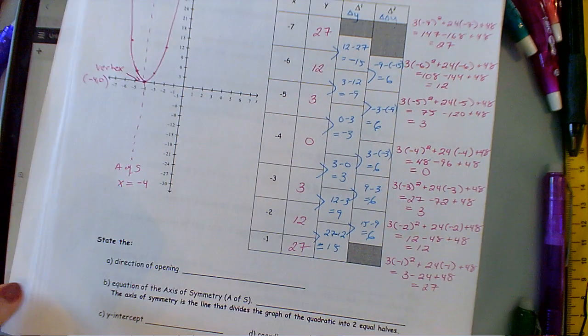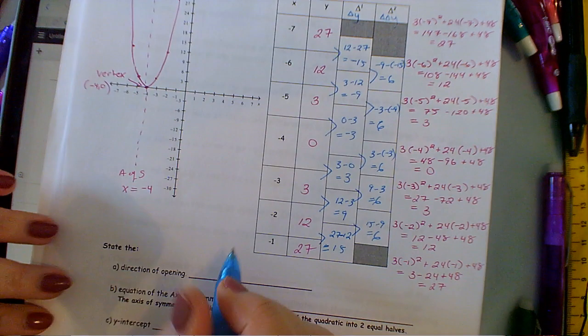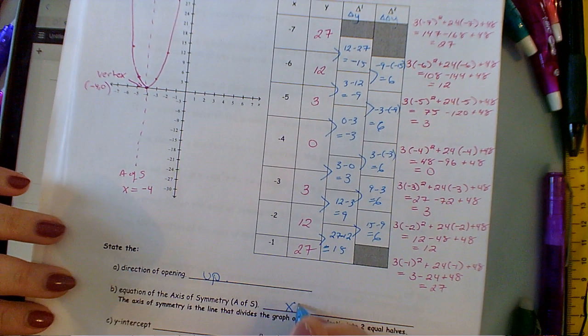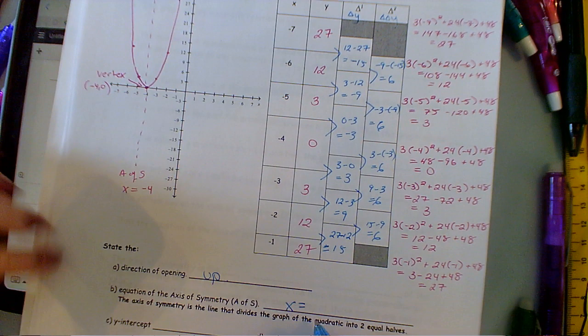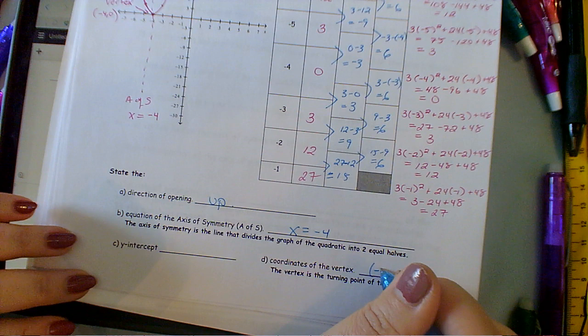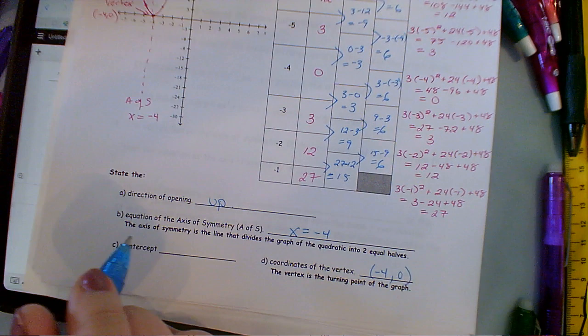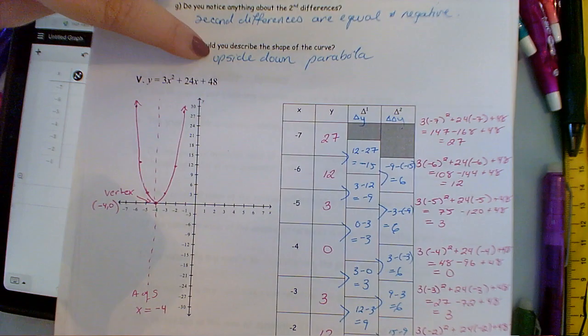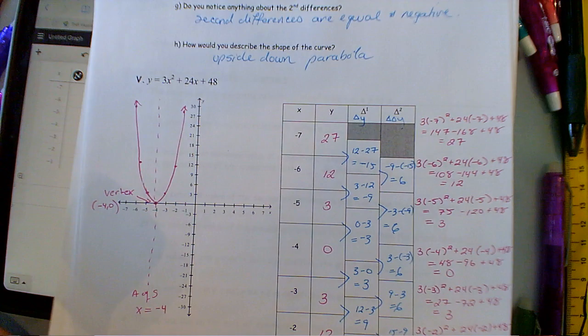So what we're going to do now is answer these questions again. Direction of opening is upwards. The equation of the axis of symmetry is x equals that number, which is the x value of our vertex. The vertex is negative 4, 0. The y-intercept, I don't know. I'm going to have to extend this arm. Eventually, it's going to cross through the y-axis, but right now, I have no idea. So I have to get that off the graph on the computer.